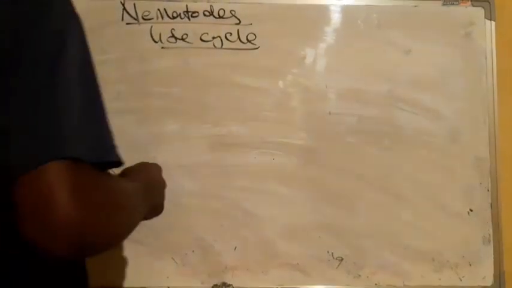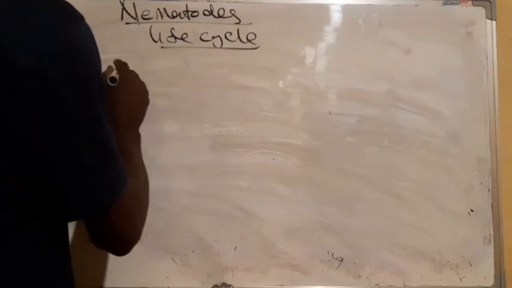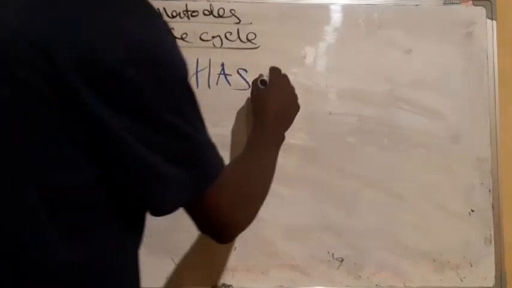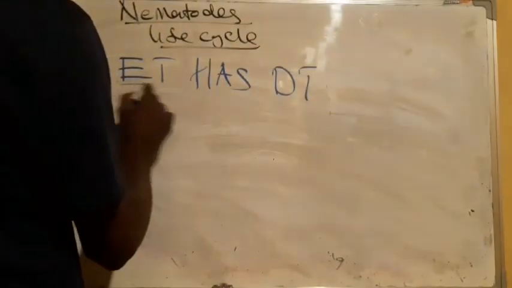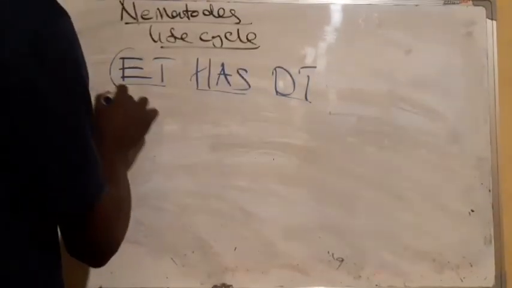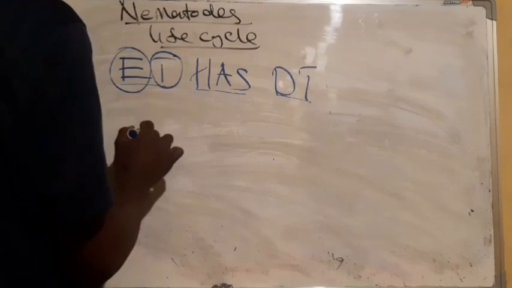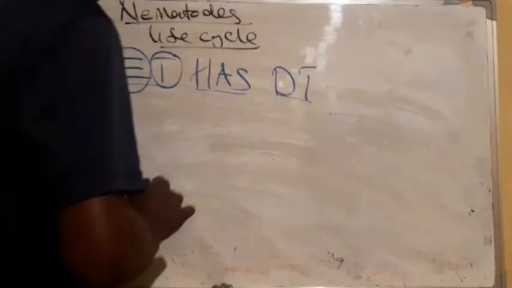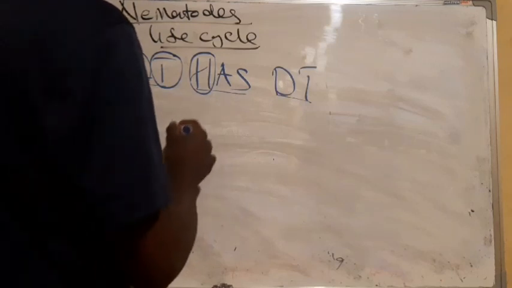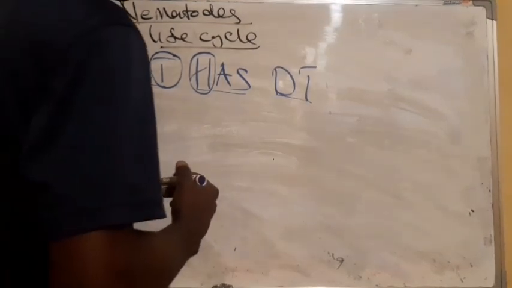These parasites, you can easily remember them using this mnemonic: ET has DT. So here, these are nematodes. E means Enterobius vermicularis. The T is Trichuris trichiura. Then H means the hookworm, and there are two types of hookworm: Necator americanus and Ancylostoma duodenale.